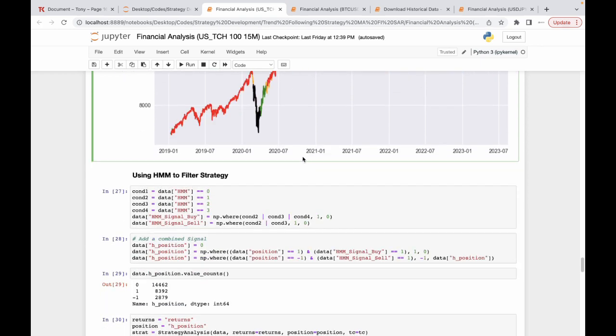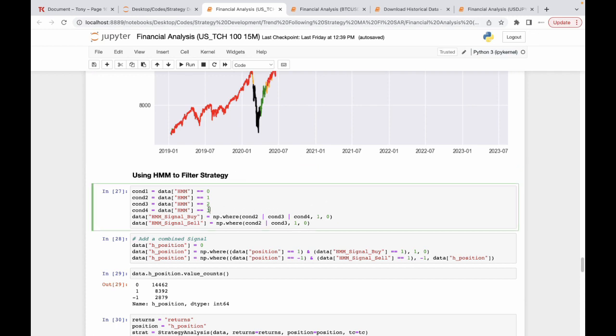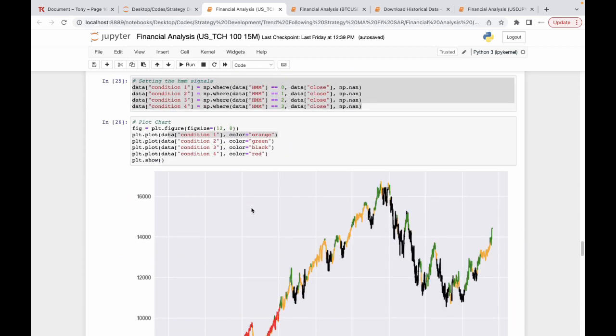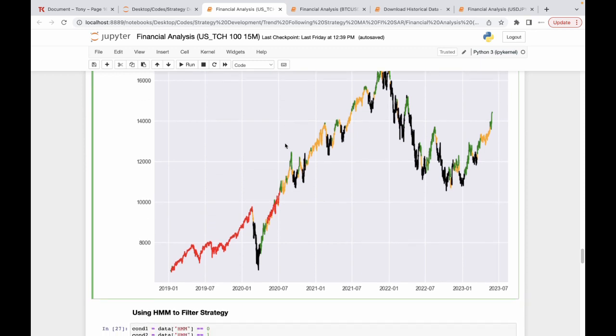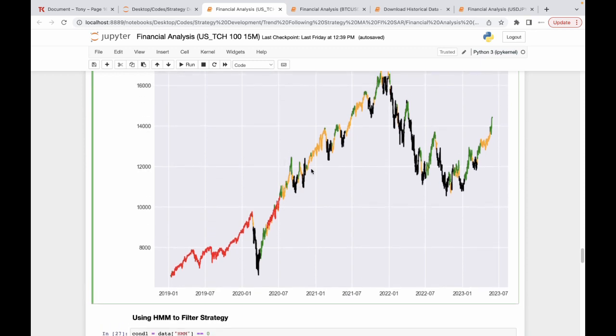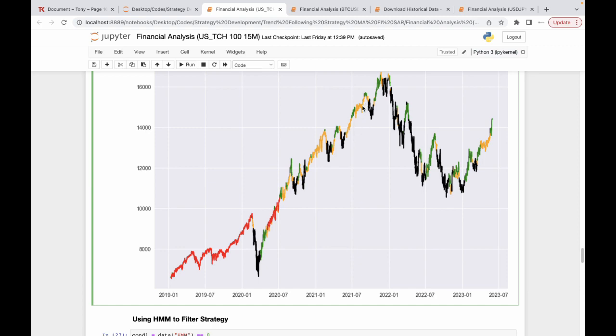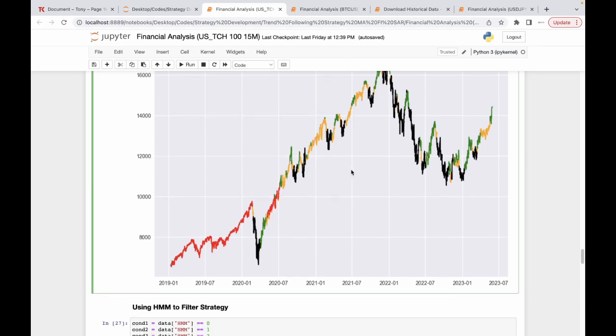Heading downwards here, you can see we filtered our HMM strategy. So we created condition 1, 2, 3, 4 for the 4 conditions. And now we see our buy signal for HMM should be where condition 2, condition 3, and condition 4. So we are not using condition 1 in this case. Condition 1 here is the orange, so we are not trading during the period where the market is orange. When the market is orange, we're not going to a buy condition.